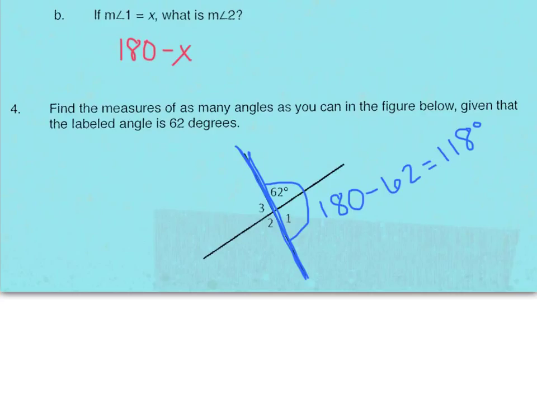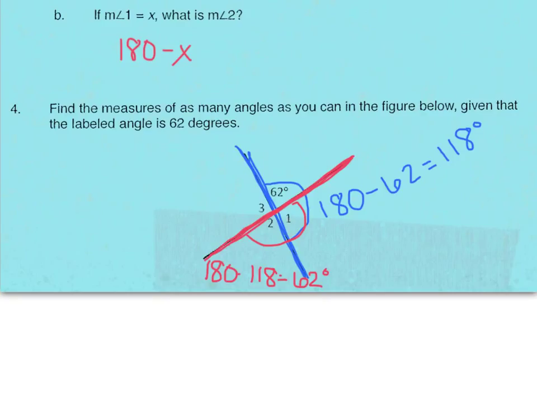Now look at angle 2. Any thoughts on how you could get angle 2 now? Ben? Now that we have 118 degrees for angle 1, we can do the same thing. Yeah, look at this straight line. So 1 and 2 would have to make 180, right? So we could do 180 minus 118. And lo and behold, that brings us right back to 62, which is what I just told Brooke she wasn't allowed to know a minute ago.